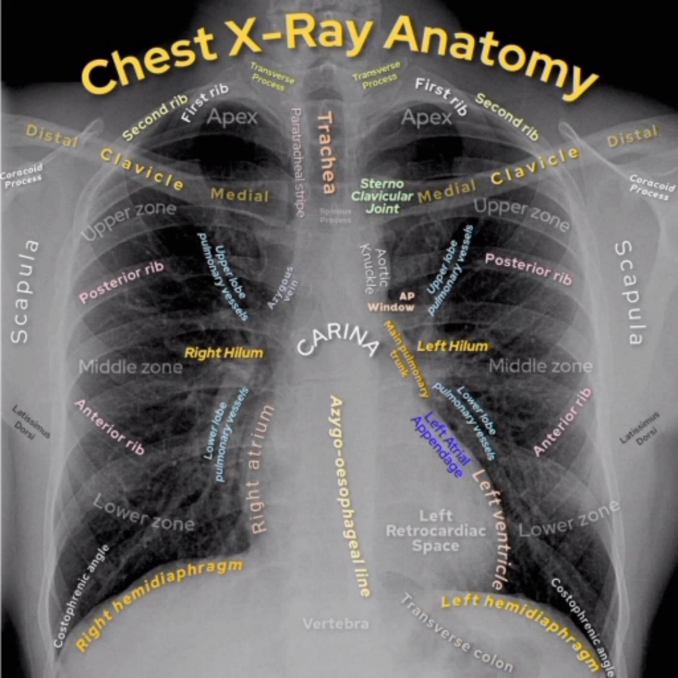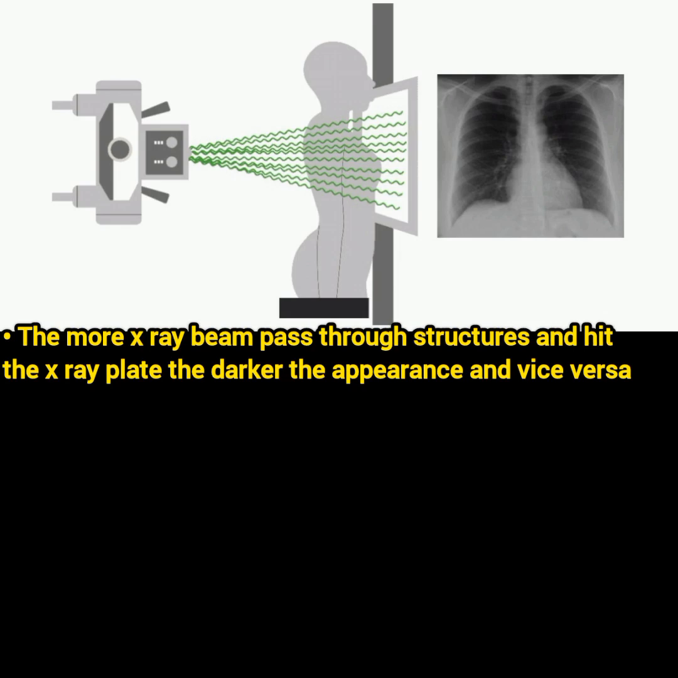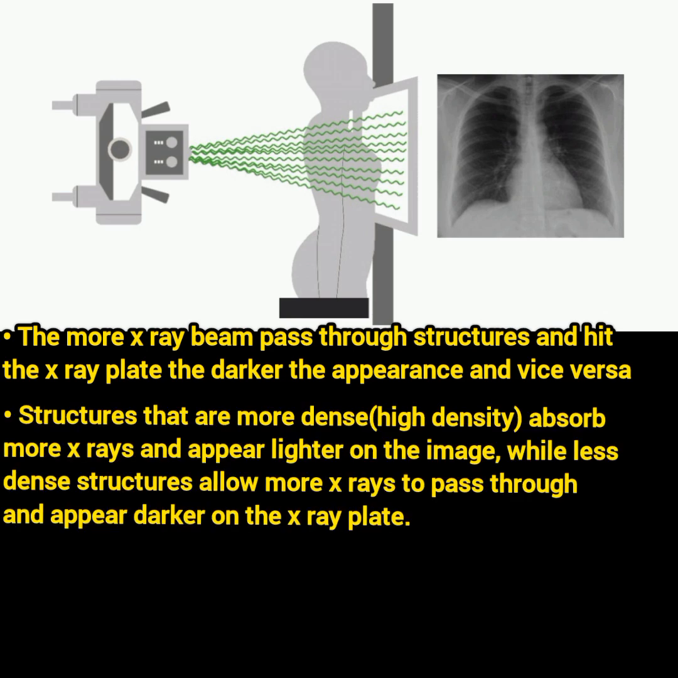The more X-ray beam passes through structures and hits the X-ray plate, the darker the appearance, and the less X-ray beam passes through structures and hits the X-ray plate, the whiter the appearance. The structures that are more dense, or with high density, absorb more X-rays and appear lighter on the image, while less dense structures allow more X-rays to pass through and appear darker on the X-ray plate.